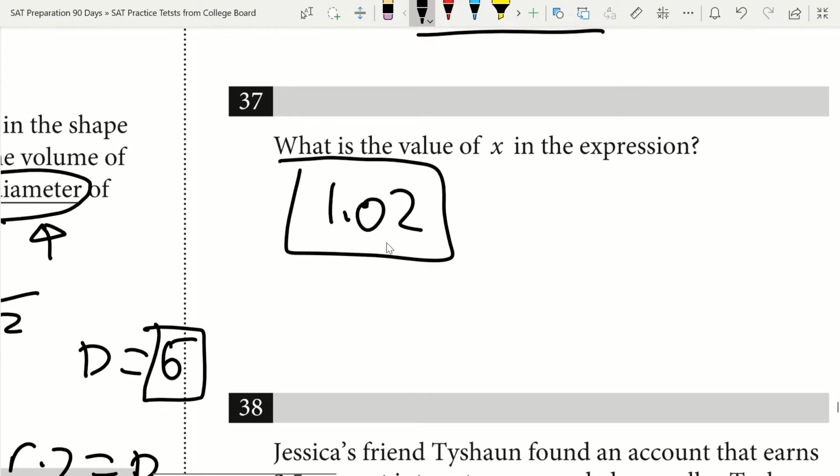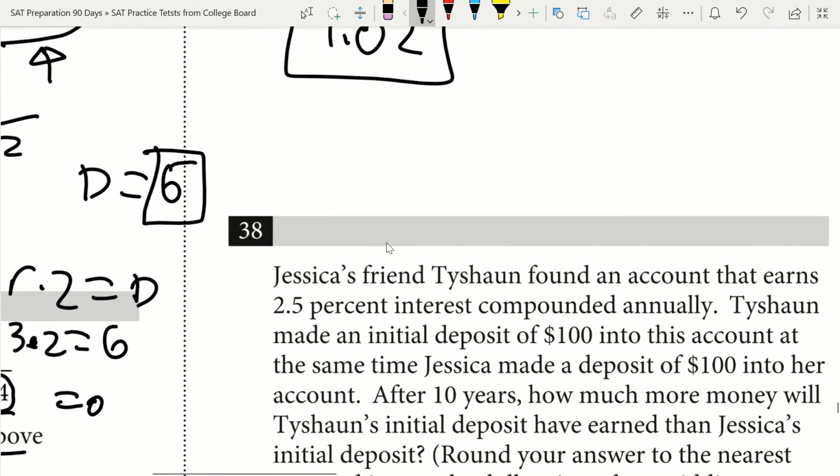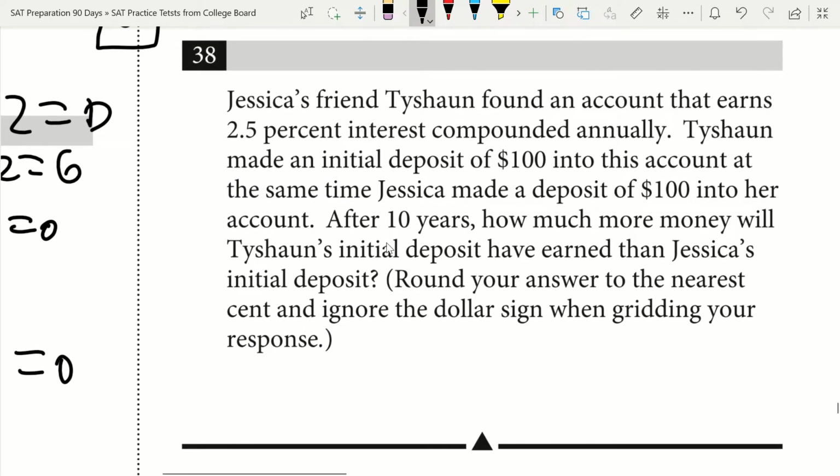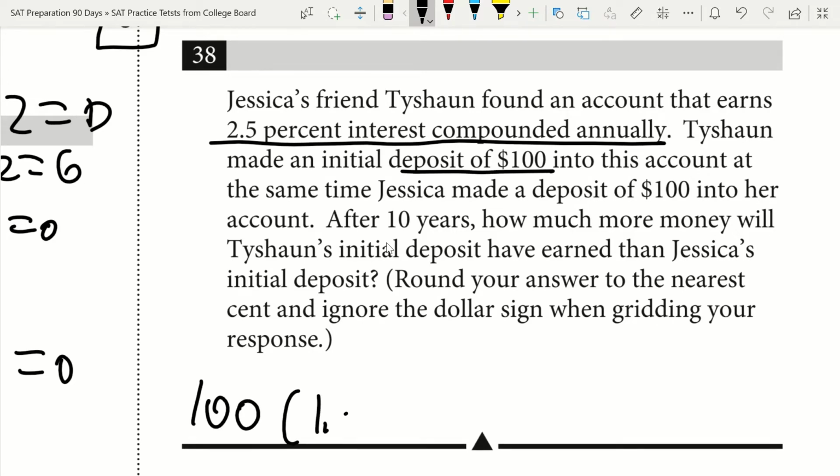That one right there is very, very simple. That one's really kind of a lead up to question 38. I'd imagine question 38 is going to be the more difficult one. So we have Jessica's friend Tayshawn opens an account that earns 2.5% interest compounded annually. So once again, we're going to have that same equation, except it says his initial deposit's $100 as well. So his would be 100 times 1.025 since he's earning 2.5% interest. Okay, and then that's going to be raised to the power of t as well.